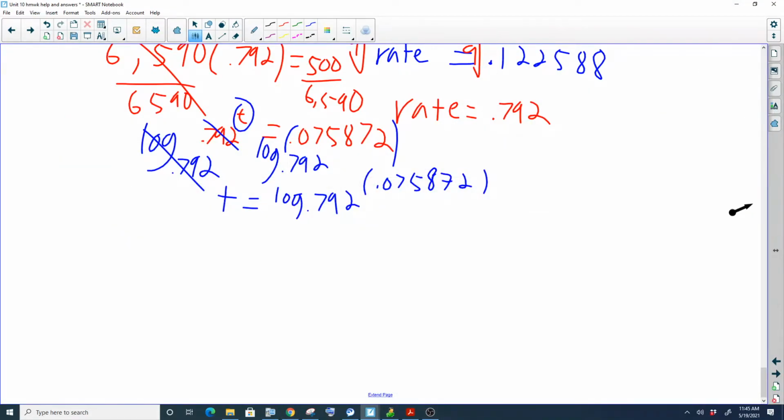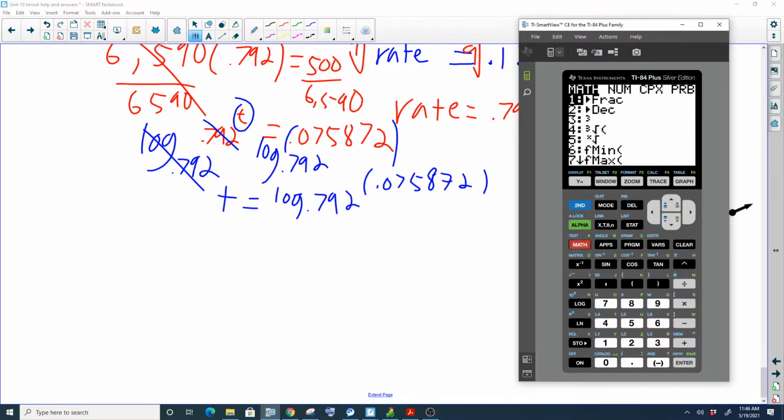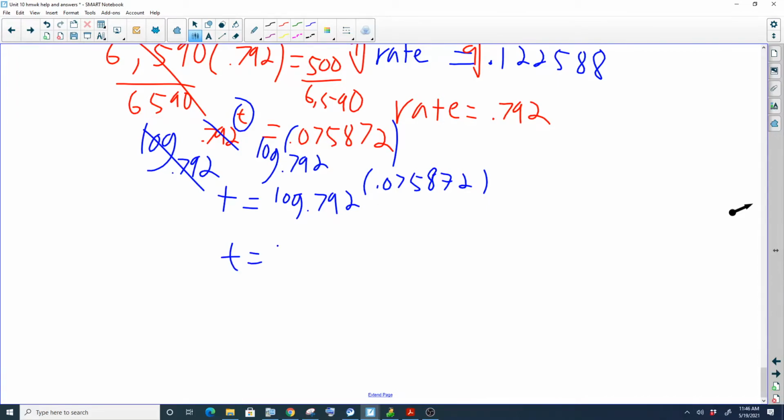Now, just because there's so many numbers, I'm going to use my calculator for convenience there. I'm also, for convenience, going to use the log base. So log base 0.792 of 0.075872. And that gives us our final answer, which is 11.05, right? So you can go ahead and just say 11 years our snow leopards will reach extinction.